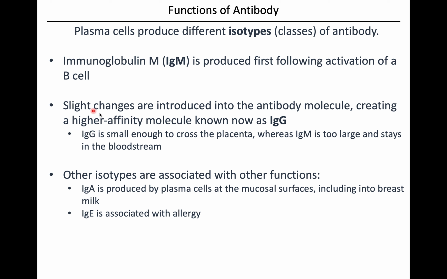Over time, we make slight changes. We tweak the antibody to be more specific, also sort of trim it down so it becomes a little bit smaller, and we get these higher affinity immunoglobulin G (IgG) antibodies. These are smaller. They can cross the placenta and go from mother to child and provide some immune protection there. There are a couple of other isotypes. There's IgA, which gets made at mucosal surfaces and can be in breast milk. IgE is associated specifically with allergy response.